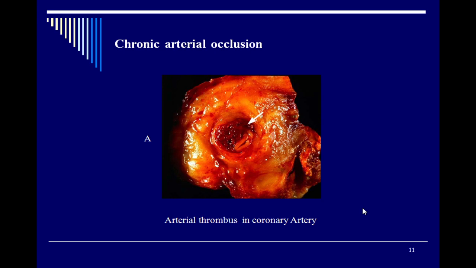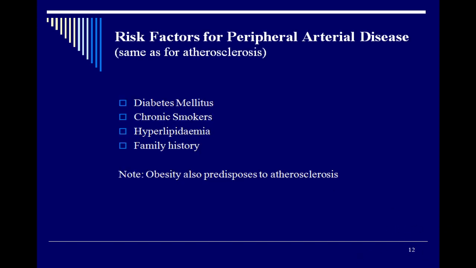Chronic arterial occlusion. On this picture, you can see an arterial thrombus in a coronary artery, how it looks. Risk factors for peripheral arterial disease: diabetes mellitus, chronic smokers, hyperlipidemia, family history. Note: obesity also predisposes to atherosclerosis.